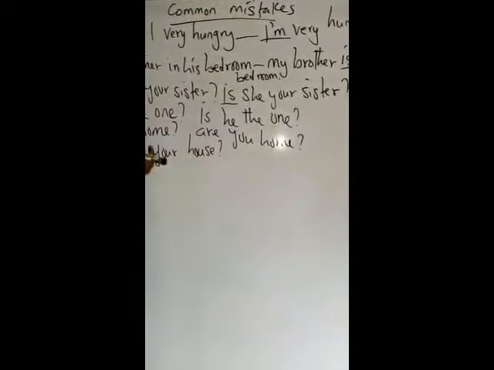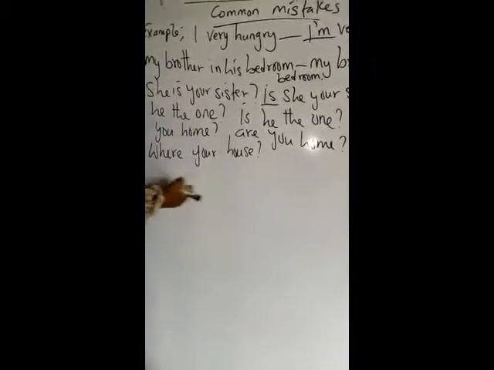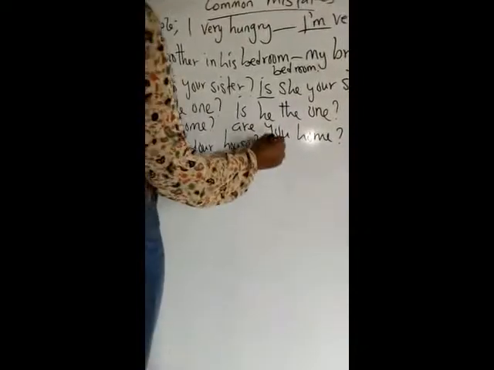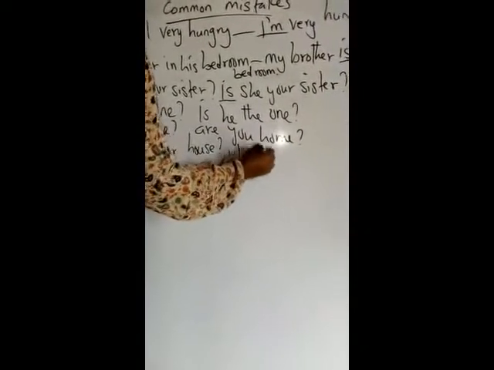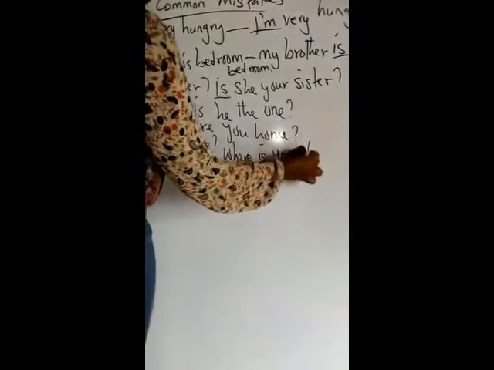Where your house? This one is raw pidgin. Where your house, or where your house dey? The correct form is, where is your house? Very correct.